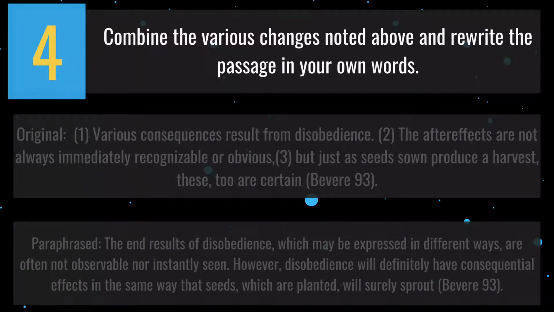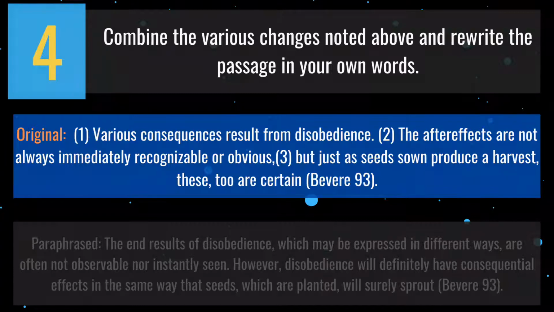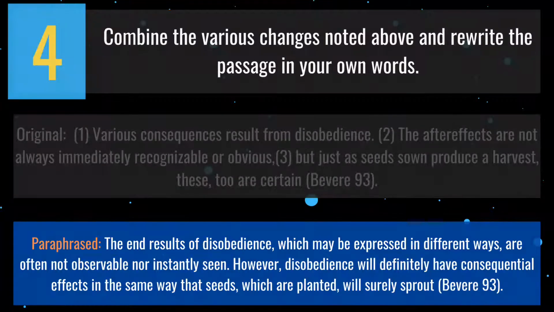Notice this example. Original: Various consequences result from disobedience. The after effects are not always immediately recognizable or obvious, but just as seeds are sown produce a harvest, these too are certain. Paraphrased: The end result of disobedience, which may be expressed in different ways, are often not observable nor instantly seen. However, disobedience will definitely have consequential effects in the same way that seeds, which are planted, will surely sprout.